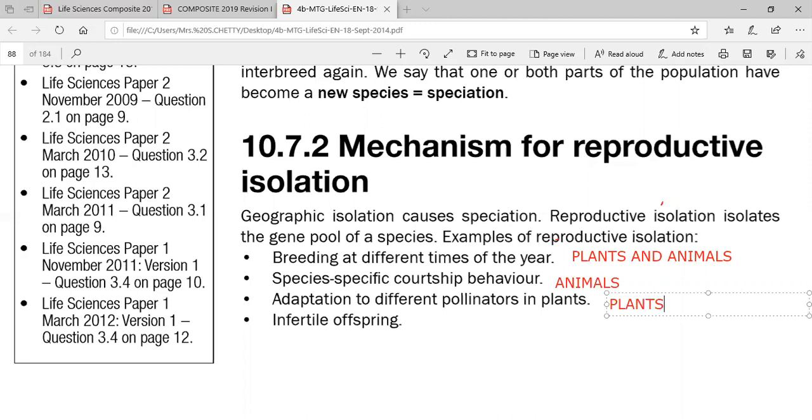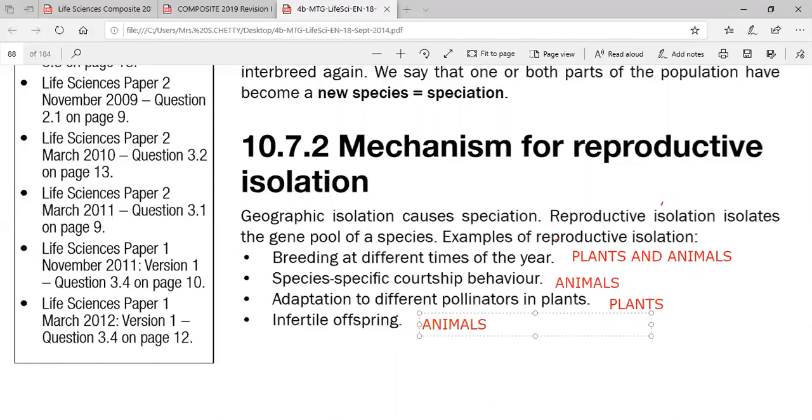Adaptation to different pollinators, of course, this applies only to plants. Where the flowers are shaped in a particular fashion, that will allow, for example, birds to only pollinate it or certain insects to pollinate it. So whatever pollinates that particular species will not pollinate another species. You don't find roses going and having pollen being transferred to a marigold, for example. You know, roses with roses, marigolds with marigolds. Only farmers will go and interfere and do things differently.